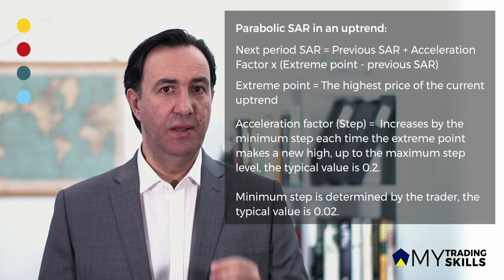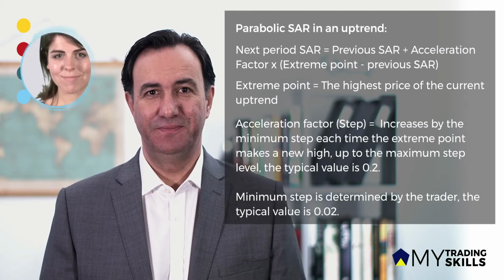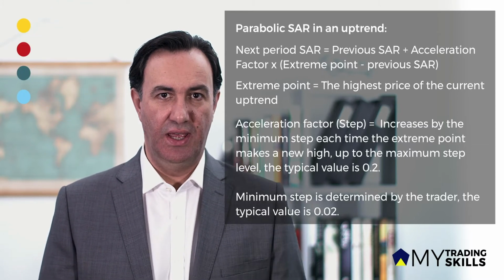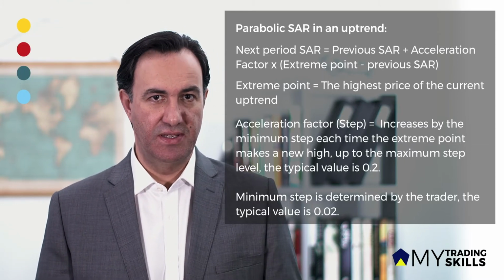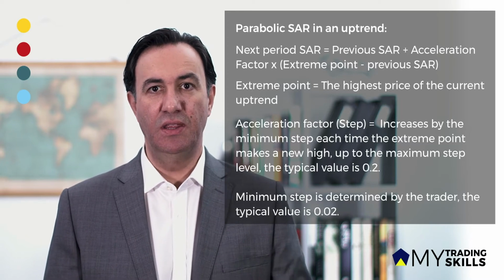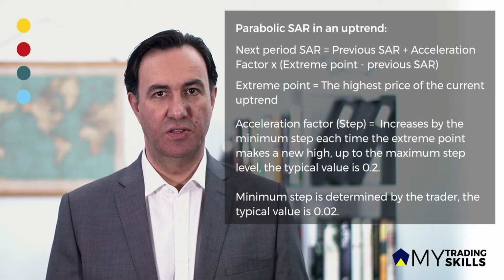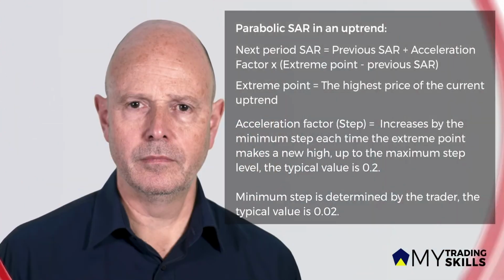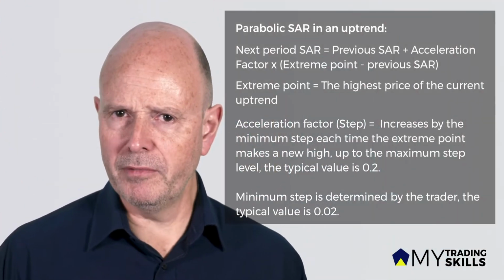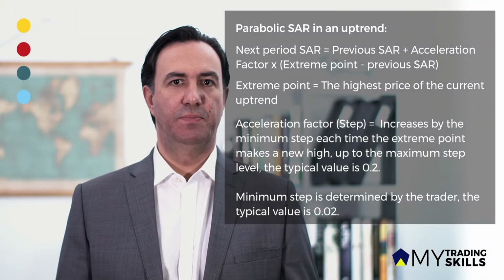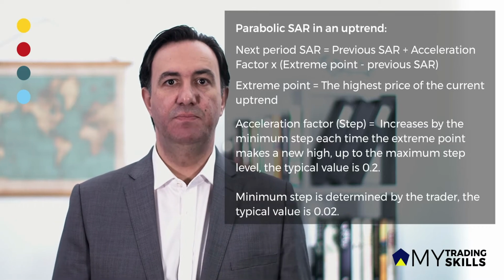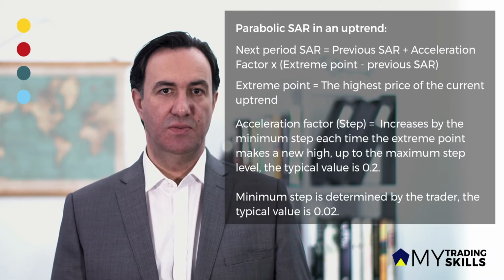But there is one final twist. Of course there is. If we do the above calculation and get a next period SAR that's below either of the last two periods' lows, then we use the lowest value for SAR. Is this when it stops and reverses? No, not quite, but it's probably getting close if SAR is being revised in this way.